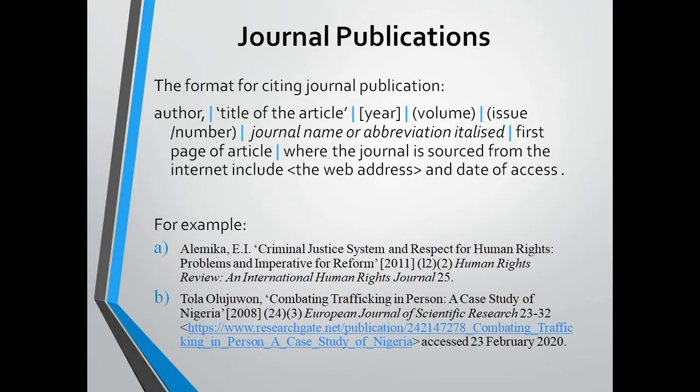The format for citing a journal publication is as follows. You write the author, you mark it off with a comma. You write the title of the article in inverted commas. You include the year in square brackets. You write the volume in round brackets, and the issue or number of the journal publication also in round brackets. Then the journal name or abbreviation is italicized. Then you have the first page of the article. Where the journal is sourced from the internet, the web address and the date on which it was accessed are also included. So this is really quite simple. You have the author, title of the article, year of publication, volume, the issue, the journal name, and that's that.